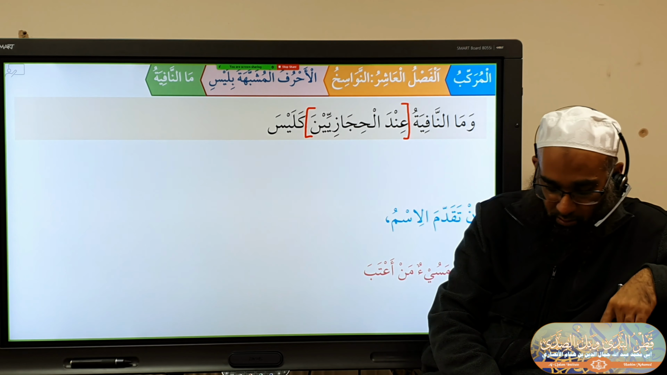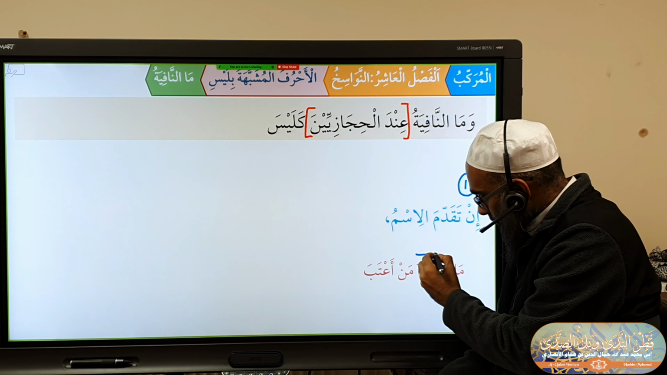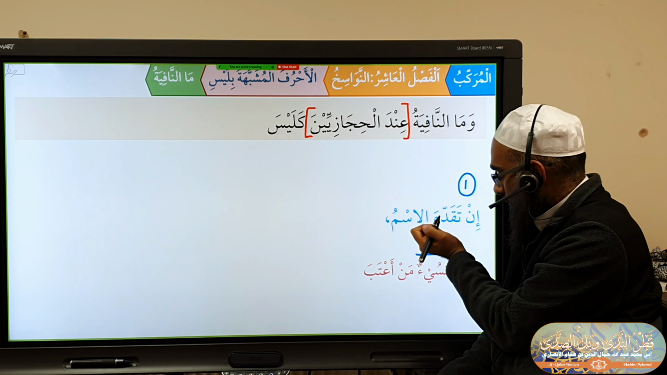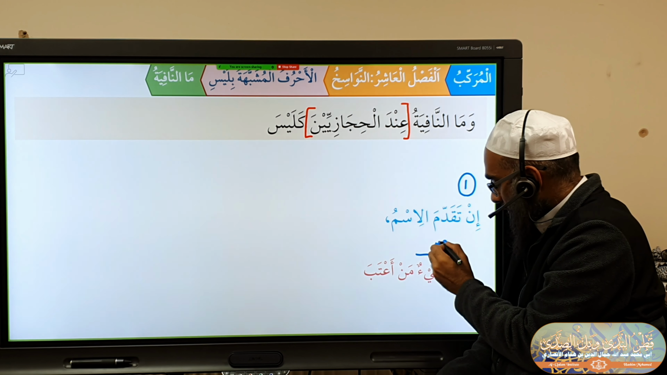So the first condition is إِن تَقَدَّمَ الْإِسْمُ. The ism must come first. For example, we have an example here: مَا مُسِيءٌ مَنْ أَعْتَبَ. There are two ways of doing this ibara, but we'll do it one way. We say here, مُسِيءٌ becomes what?